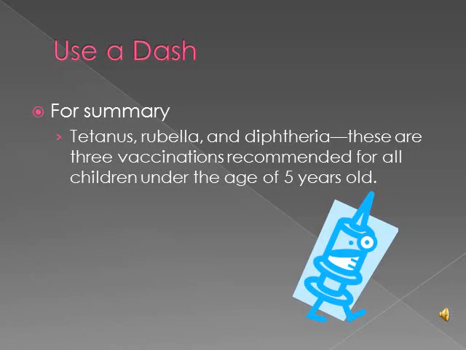We can use a dash to summarize information. Tetanus, rubella, and diphtheria--these are 3 vaccinations recommended for all children under the age of 5 years old.